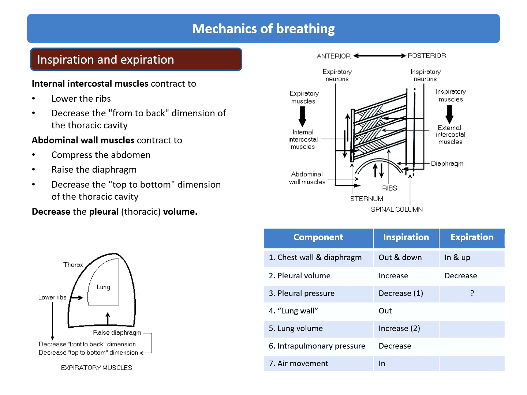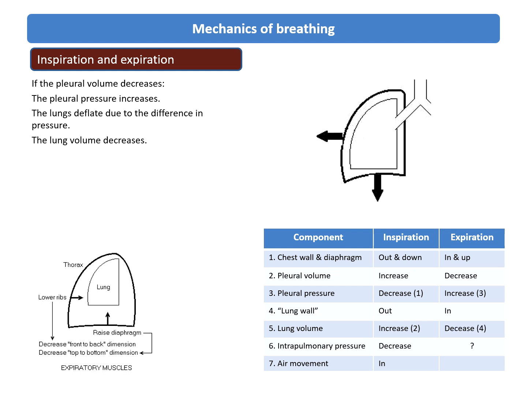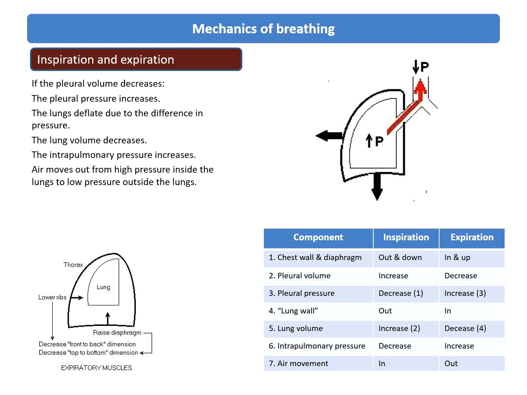This decreases the pleural or thoracic volume. If the pleural volume decreases, the pleural pressure increases. Boyle's law. The lungs deflate due to the difference in pressure, and the lung volume decreases. The intrapulmonary pressure increases. Boyle's law again, and the difference in pressure, higher inside the lungs compared to outside, causes air to move from high to low, that is, out of the lungs.